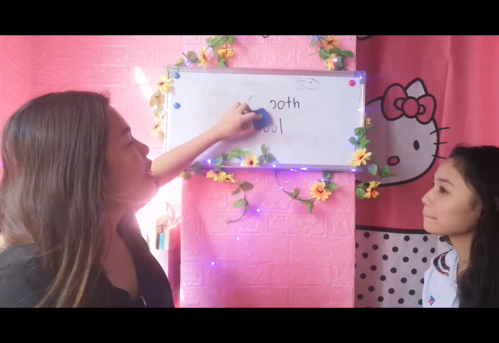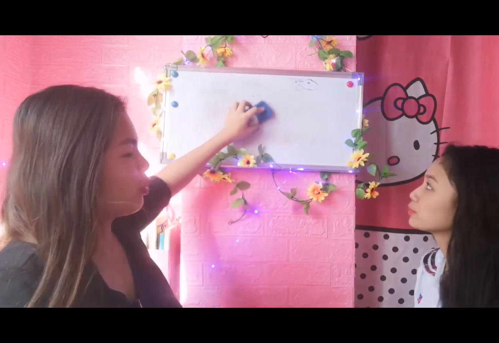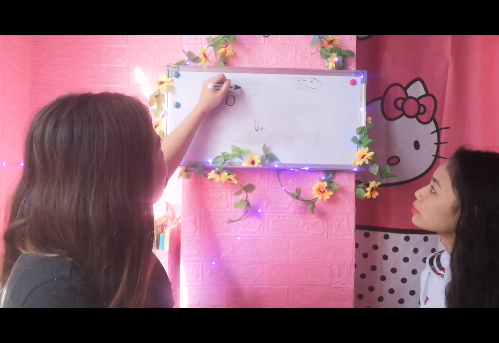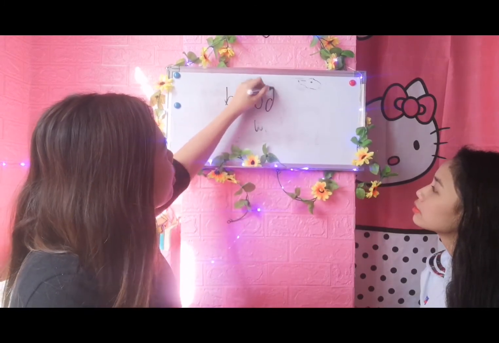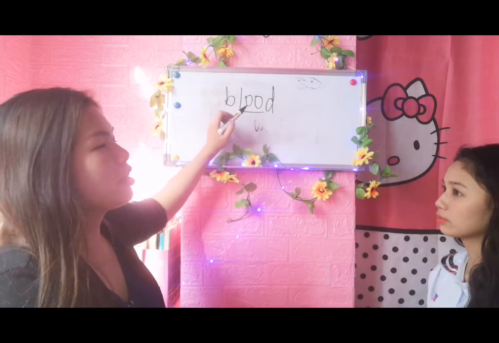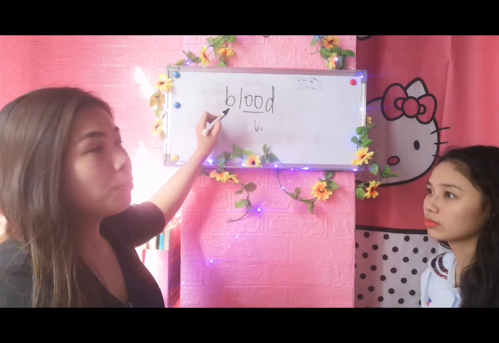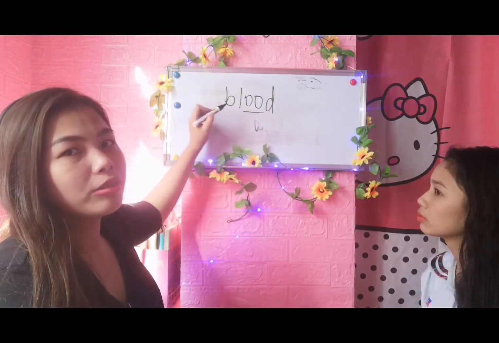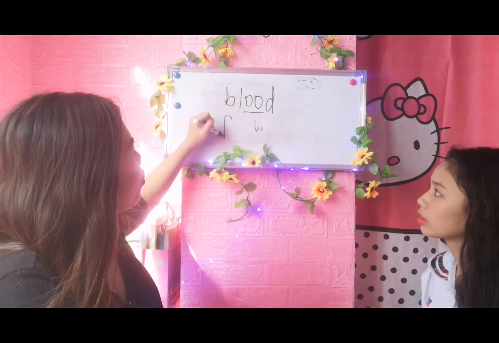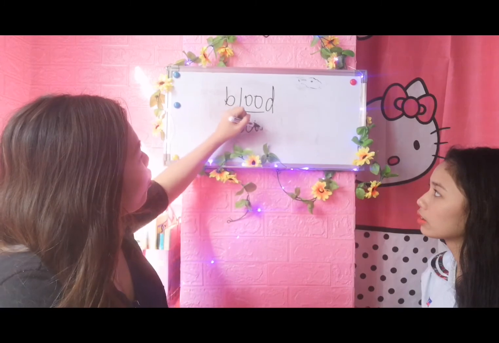However, there are still exceptions for this rule. For example, the word blood, blood. It is still double O, but it is not pronounced like food or hood, but blood. Same goes for flood, flood.